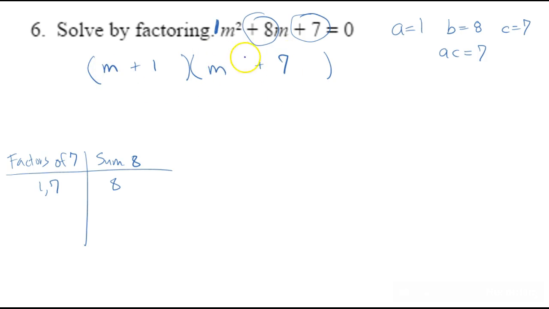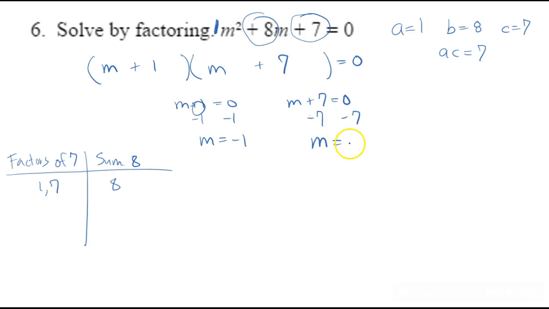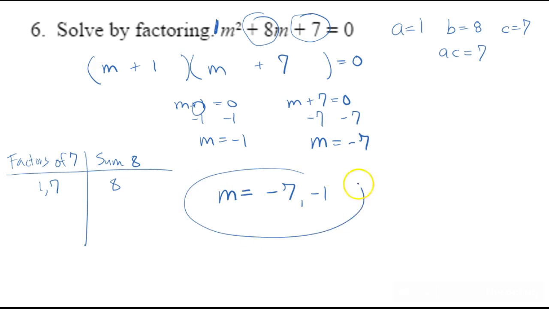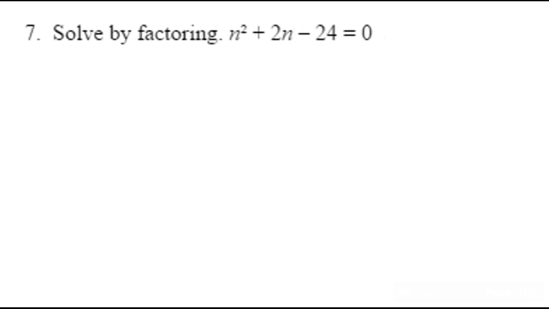We know that m has to go here because the only way to get m squared is m times m. So that's how we factor. Now we do the zero product property. The only way that two things when they multiply equal 0 is that at least one of them has to be equal to 0. So we set them both equal to 0 to give us both of our options. Using inverse operations, we can subtract 1 from both sides, get negative 1. Over here, do something similar, subtract 7 from both sides, get negative 7. And we usually write these from least to greatest, so negative 7, negative 1. And that's our answer for number 6.